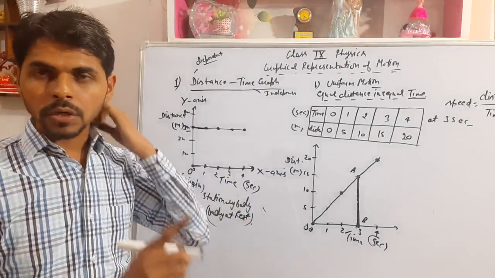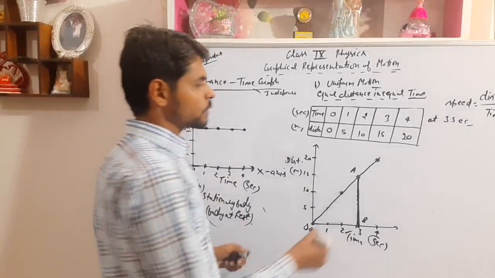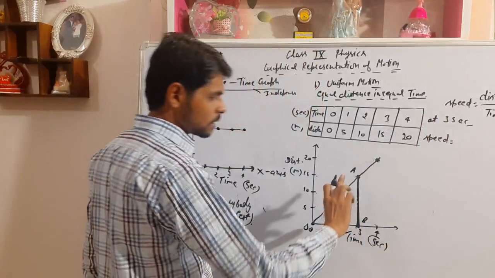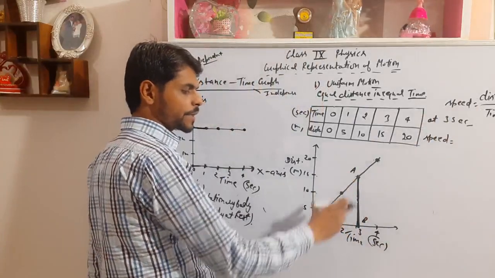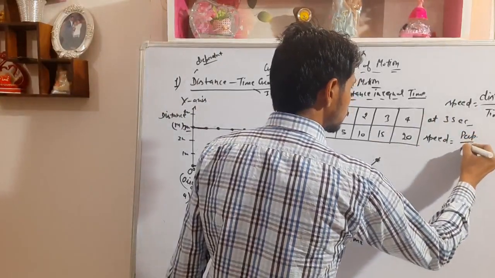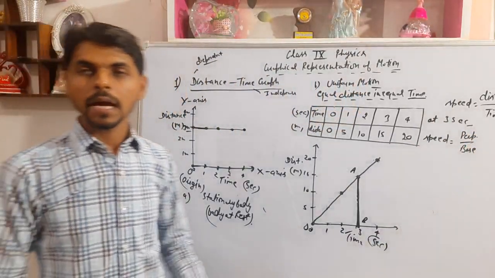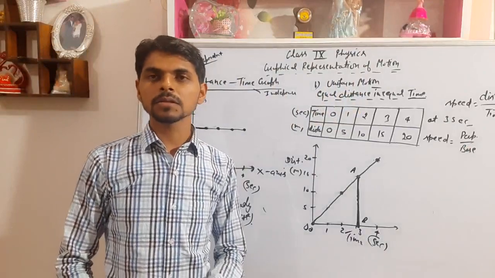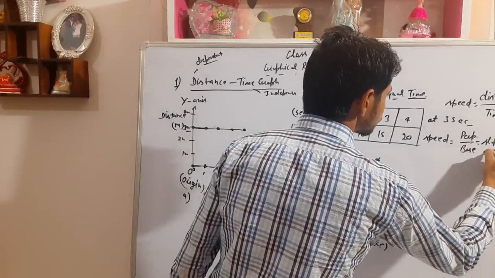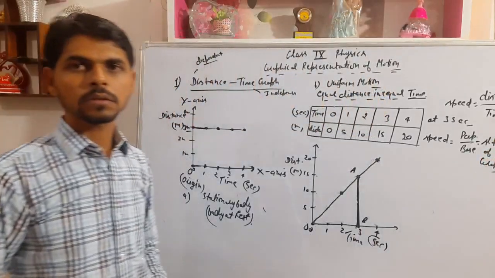So if we want to calculate the speed from the graph, what do we have to do? Speed is distance upon time, but here we have to take the perpendicular of the triangle upon the base. Okay? And perpendicular by base is called the slope of the graph. This is called the slope of the graph.